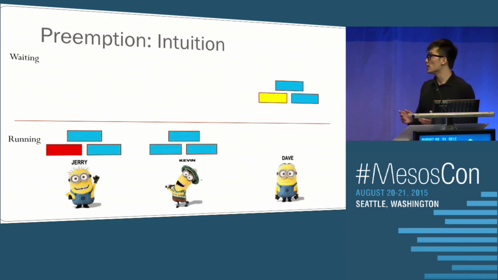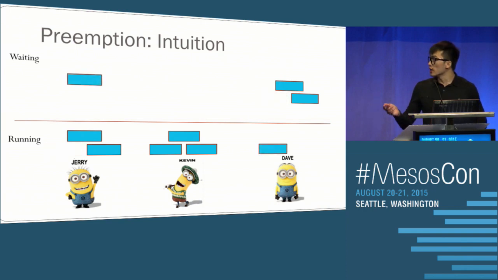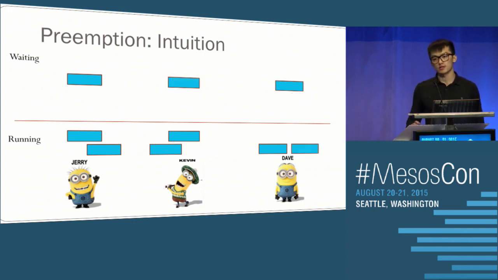So let's just say we decide to preempt one of Jerry's tasks in red, and we end up like this. We do this again for Dave's second task, in which case only Kevin is above the fair share, so we only consider Kevin's tasks for preemption. Again, we just pick one because we don't know better, and we end up like this. This looks pretty similar to what we want to achieve. Each user is running two tasks. So we think we've done a good job here.